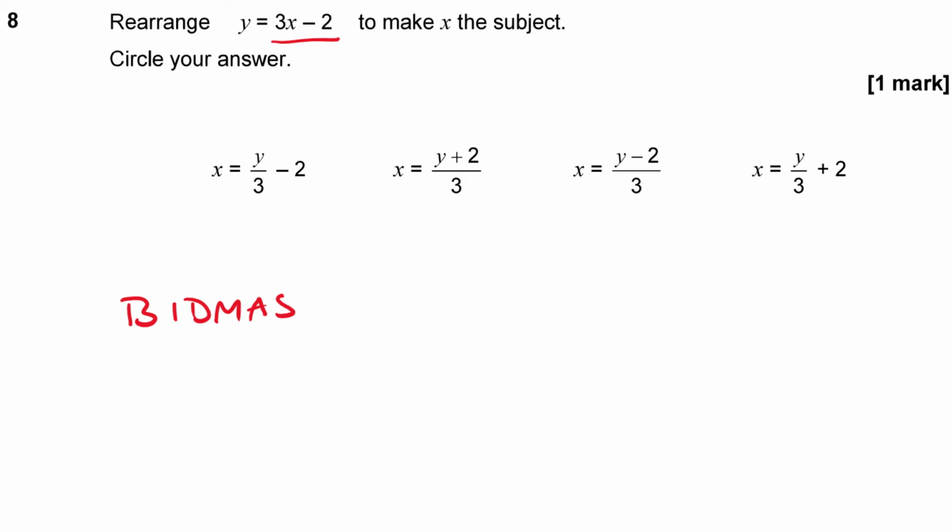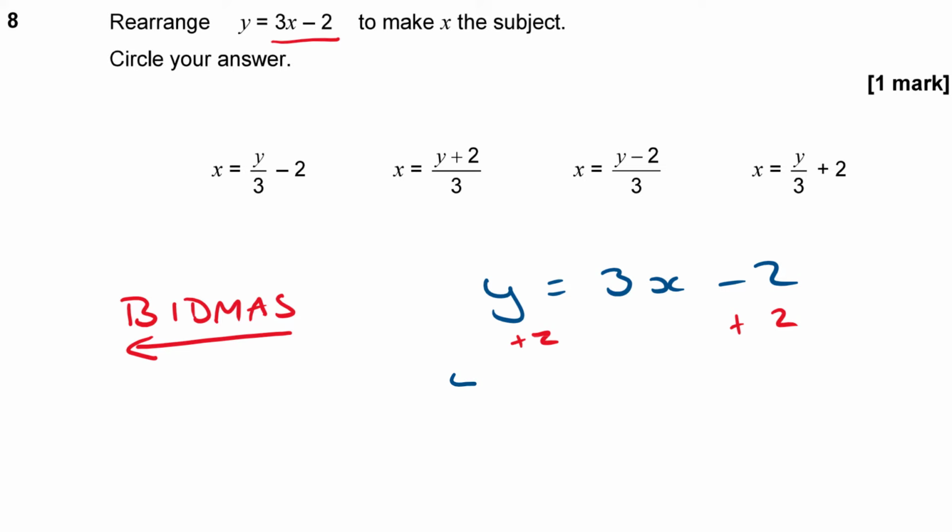Now, when you're rearranging formulae, you unwind these things, so you have to work through BIDMAS backwards. So if you're ever wondering which one to move first, you go through the list in the opposite order you would do if you were evaluating the expression. So here I've got y equals 3x minus 2. If I knew x, I'd multiply it by 3 and then I'd subtract 2. So working backwards through that, I'm going to add 2 first to both sides.